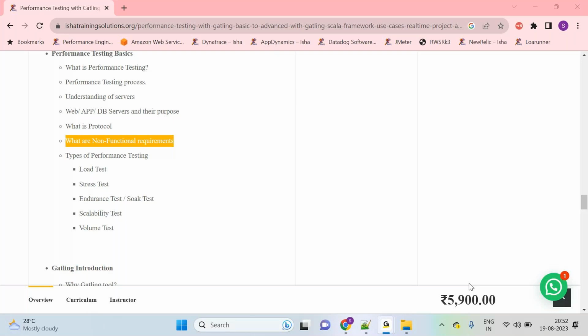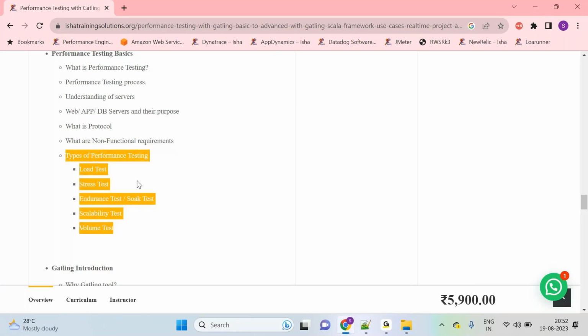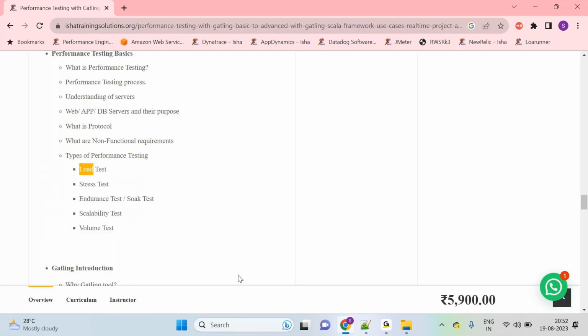Next, we will discuss the types of testing, because in industry, when you are doing performance testing, you will perform either all or a few of these test types in your day-to-day work. What are the test types familiar in the industry? Load test, stress test, endurance test or soak test, scalability test, and volume test. These are the very important test types that you will do in your regular performance testing activities.